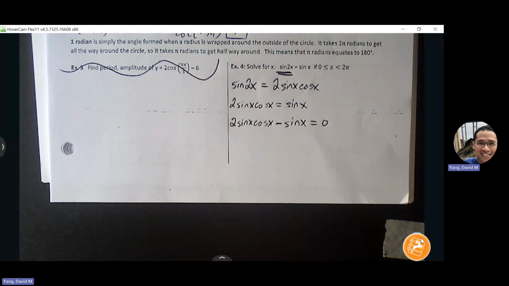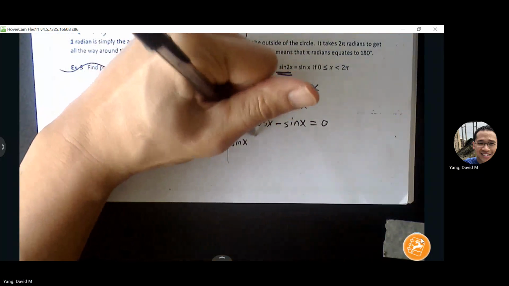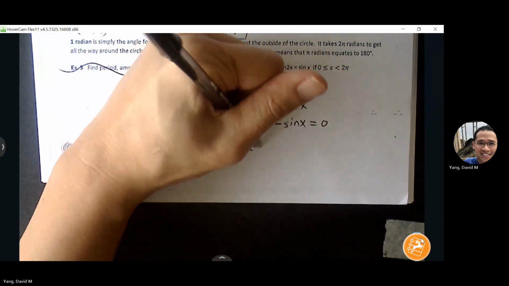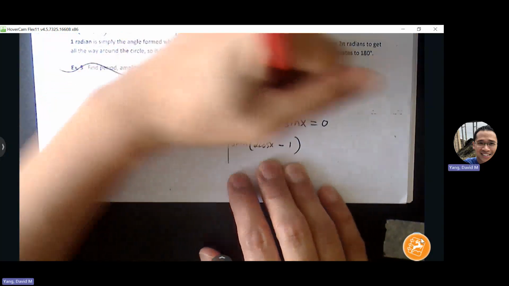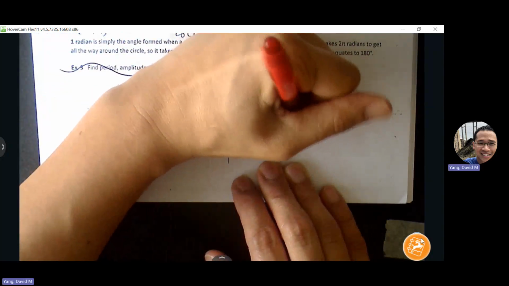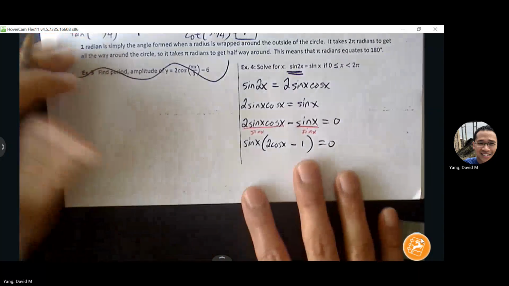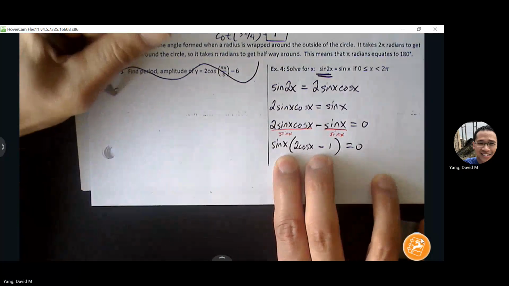Is there a GCF? Which is sine of x. Okay, what's left in my parentheses? Good. I'm dividing everything by sine, so I'm just putting my leftovers in the parentheses. We use the space here just so I can make sure I have enough. I'm going to set both equal to 0.